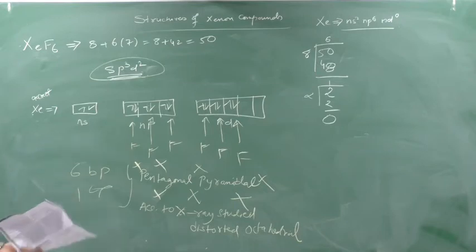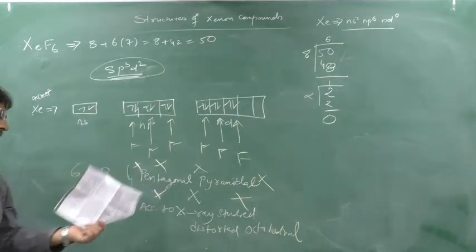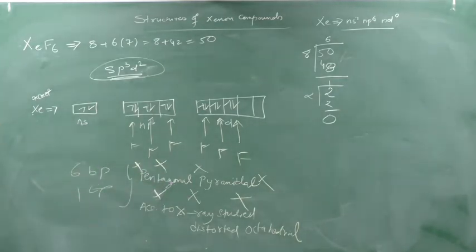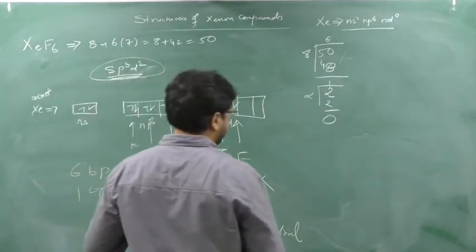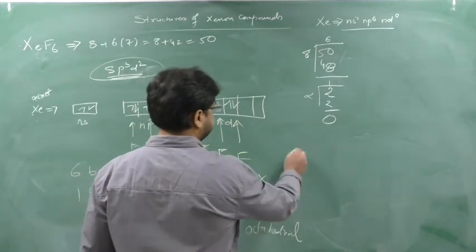But X-ray study says that it is not a pentagonal pyramidal shape. Instead, it is a distorted octahedral. So, to remember this, which shape is it? Distorted octahedral.